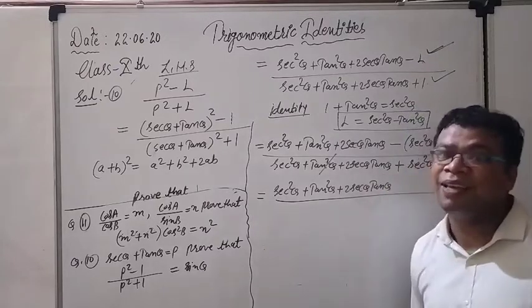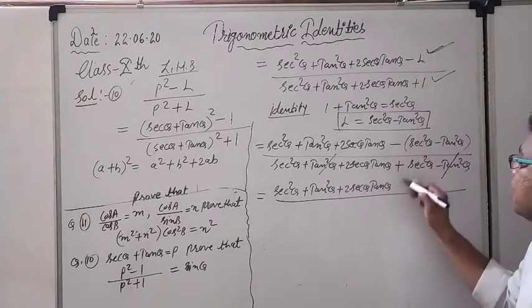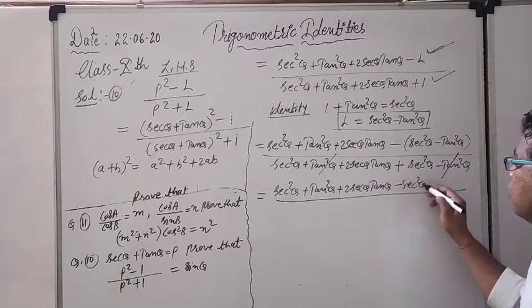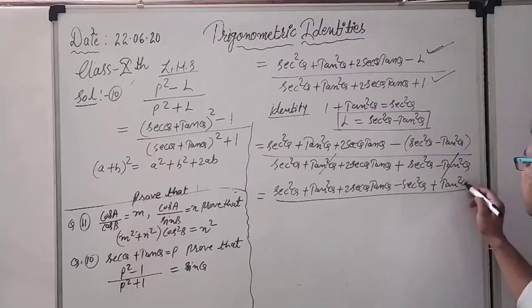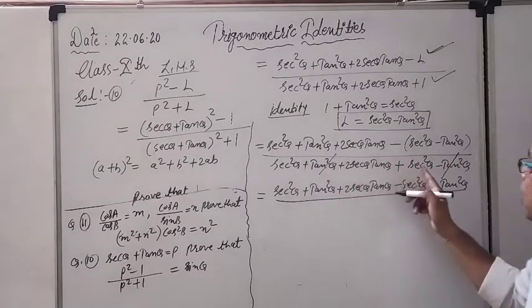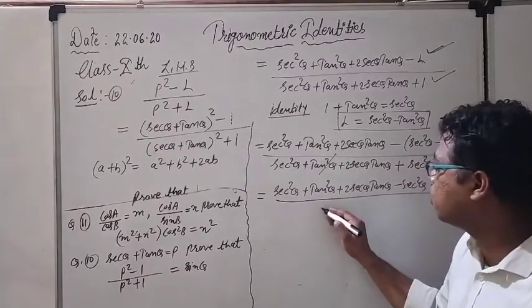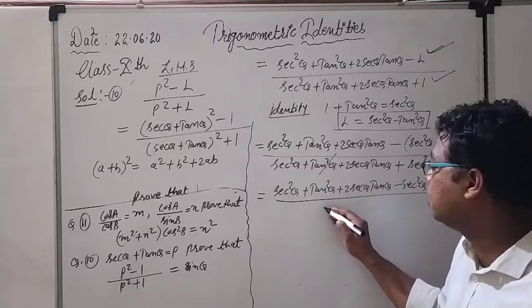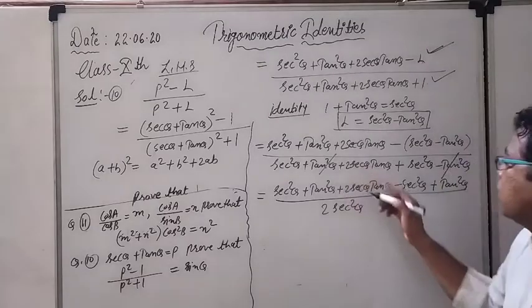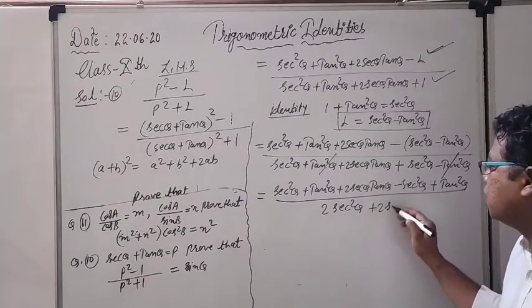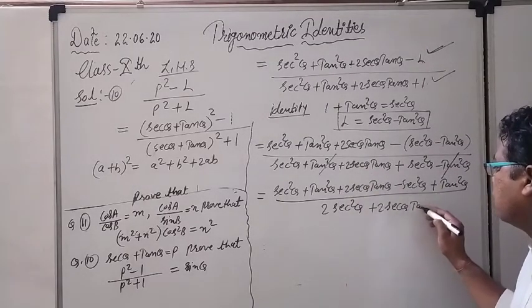This minus sign I have to solve actually. So minus sec square theta, and this minus and minus will give me plus tan square theta. See the denominator, sec square theta and plus sec square theta. So sec square theta is coming two times, so it is giving me 2 sec square theta, plus 2 sec theta tan theta plus 2 sec theta tan theta.